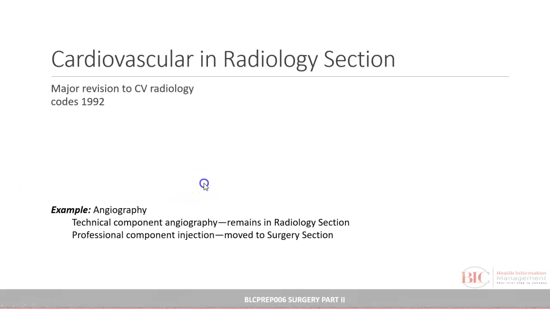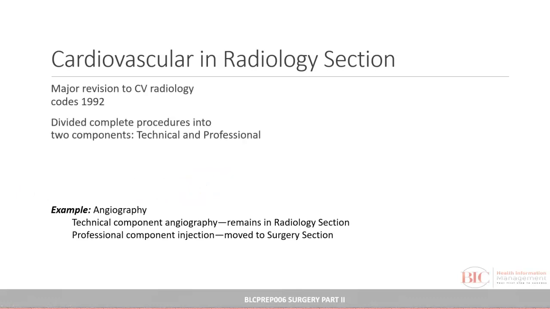So, cardiovascular in your radiology section. There was a major revision done in 1992. It is divided into two components, the technical component and the professional component. If you go to the radiology section, you will see a section for heart and aorta, artery subsections. Here you may find your angiography. The technical component, which is the use of the equipment, remains in the radiology section, but the professional component, which is the injection, is in your surgery section.